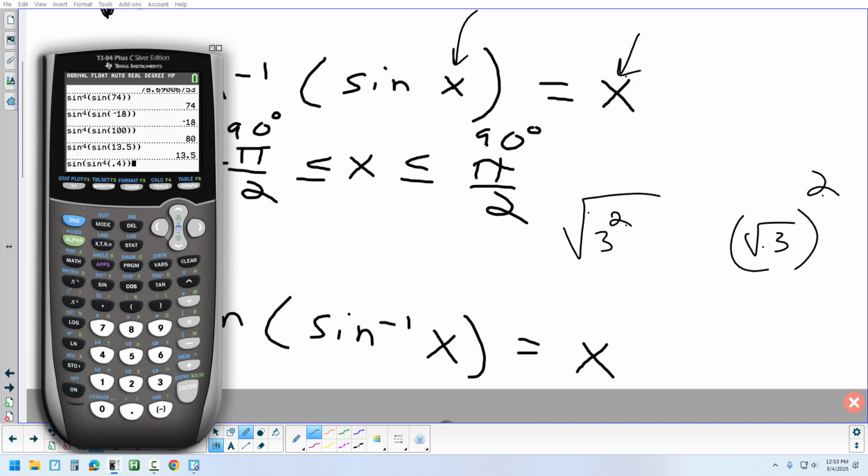What you get back is what you started with. So what do you think I should get when I hit enter? 0.4. Yeah, I get 0.4. Huzzah. But this one also has a limit, right? The other one was negative 90 to 90.